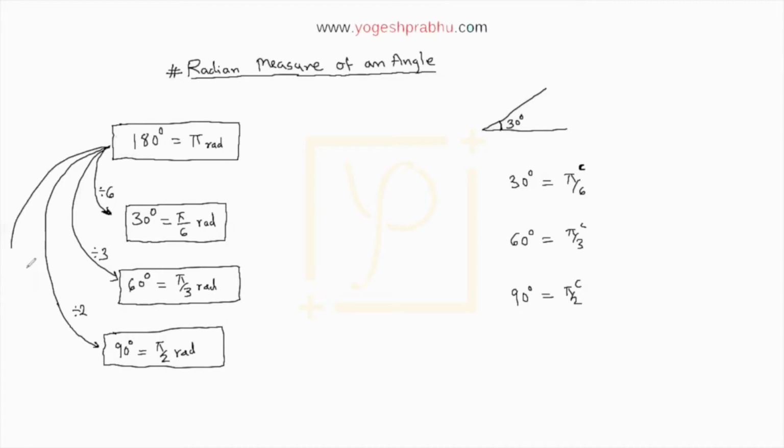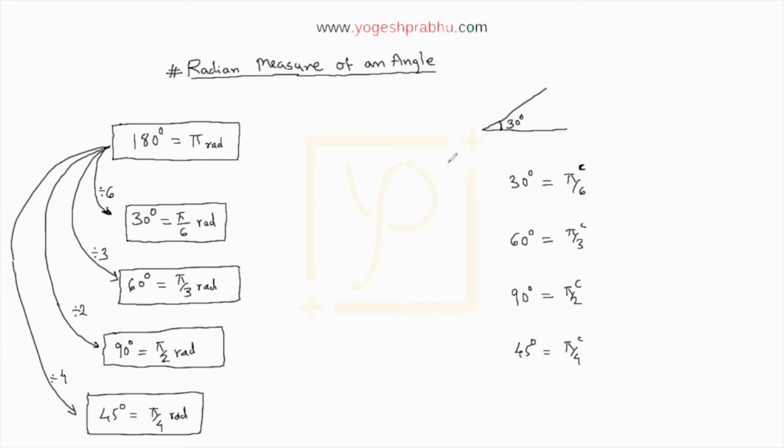Now let's do one more. Let's say I divide this main equation by 4. So I'll get 180 divided by 4, which is how much? It is going to be 45 degrees, and 45 degrees is equal to pi by 4 radians. So that's the equivalent of 45 degrees, pi by 4 radians. So let me write this: 45 degrees is pi by 4 radians. Now these are some standard conversions of standard angles, and you should ideally remember them. You can just remember that 30 degrees is pi by 6 radians.